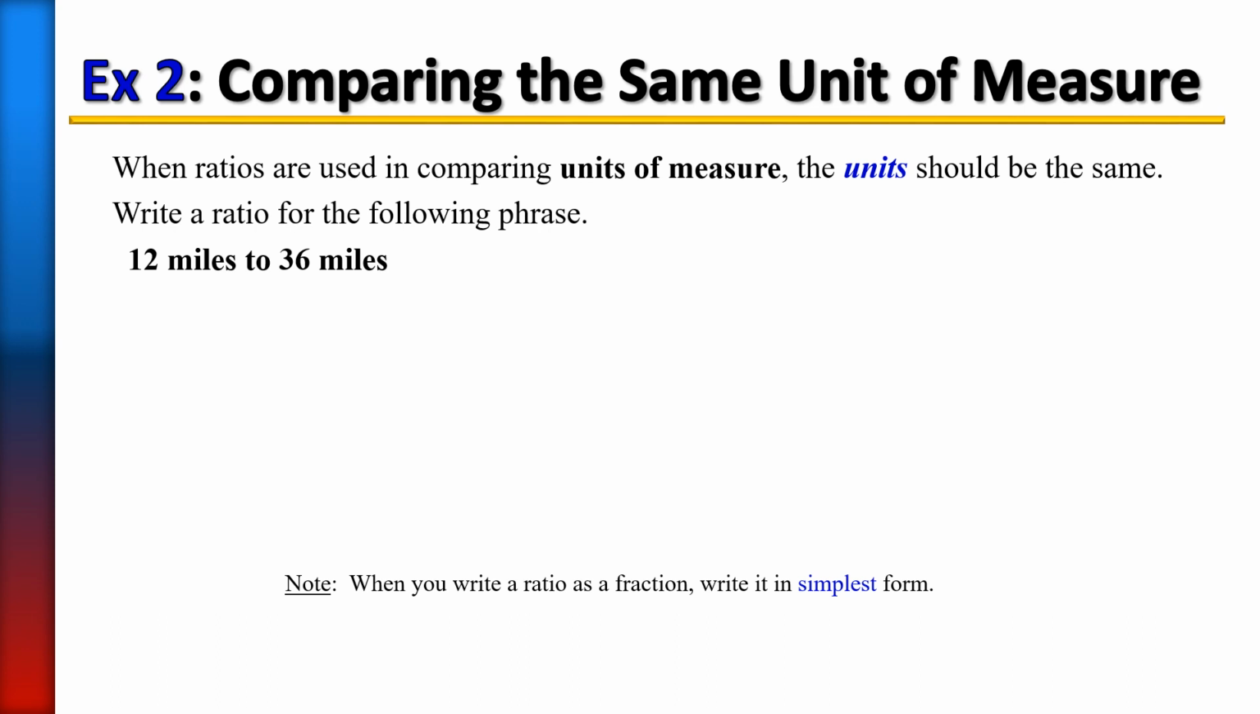So let's go ahead and write it in fraction form. The first number that is mentioned is 12. That goes on top. The second number that is mentioned is 36. That's going to go on the bottom. Next, we want to take out the common factor in both the top and the bottom. What that's going to leave me with is a simplified fraction of 1/3, which is a ratio of 1 to 3, 1/3, or 1:3. And there you have it, writing a ratio when the unit of measure is the same.